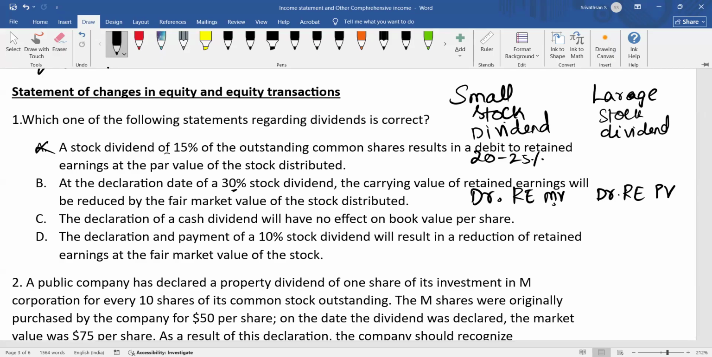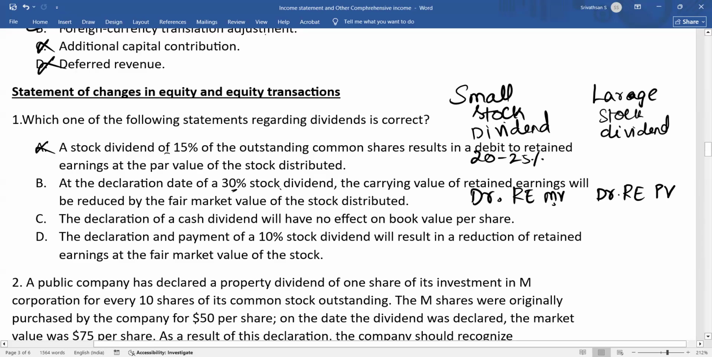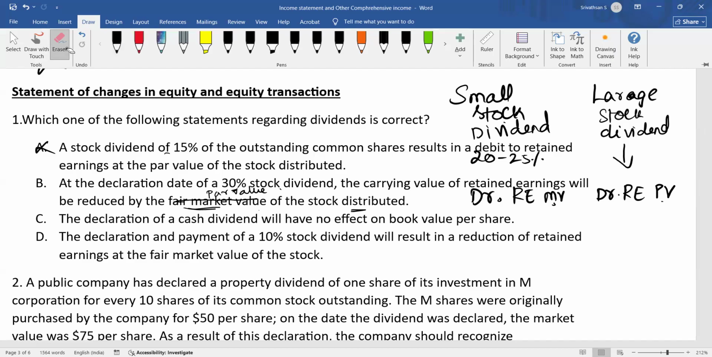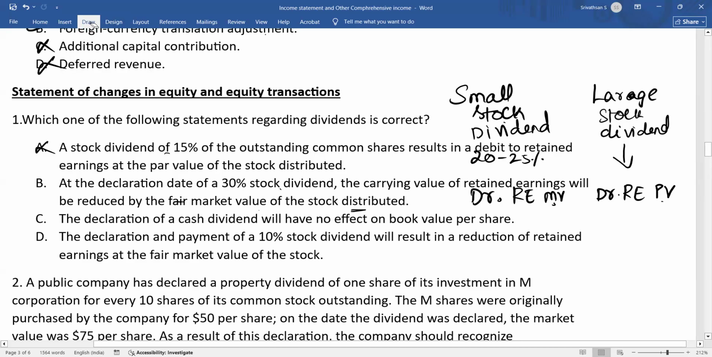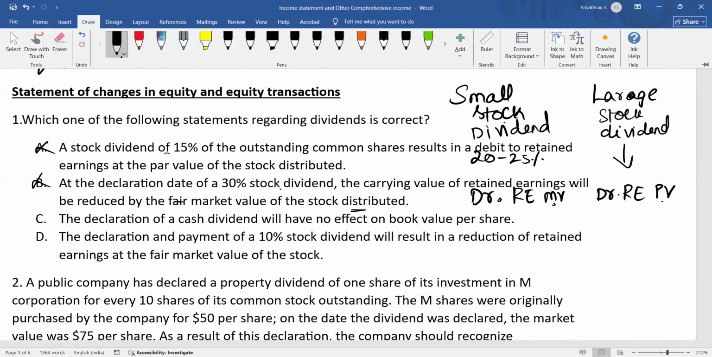At the declaration date of a 30% stock dividend, so it is a large stock dividend, the carrying value of the retained earnings will be reduced by the fair market value of the stock distributed. Again, it is a large stock dividend, so the retained earnings should be debited with the par value, not the fair market value. If they had used the term par value, then this option would have been the right answer. But here they have taken fair market value. So option B cannot be the right answer.